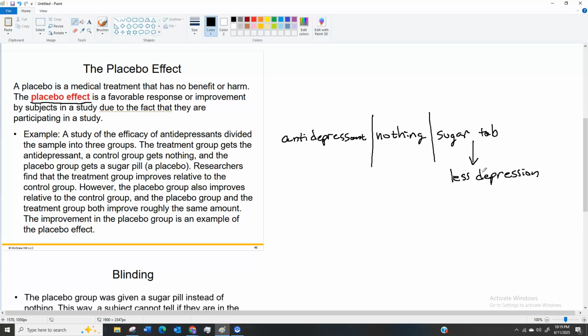Not a good idea to give people sugar tabs when they need medication. But in a research study, that can happen because the participants want to be in the treatment group that's actually getting whatever's being studied. There's actually a famous MASH episode, where MASH is an old sitcom.